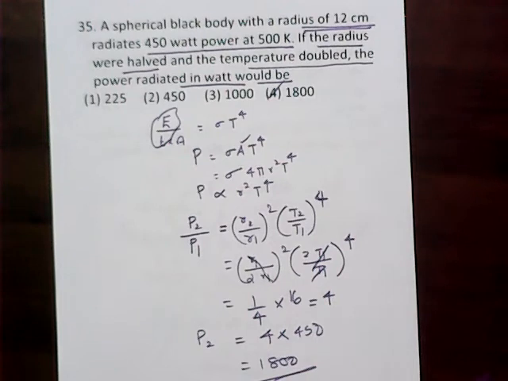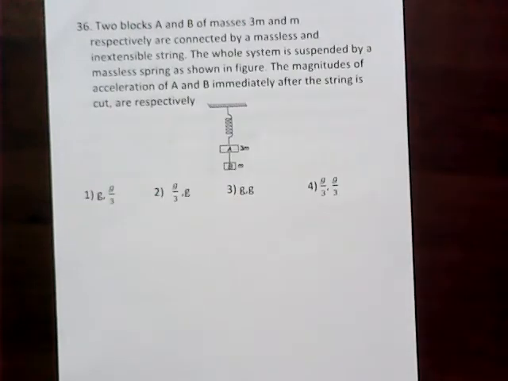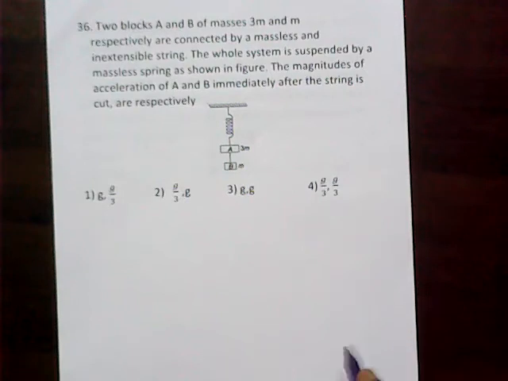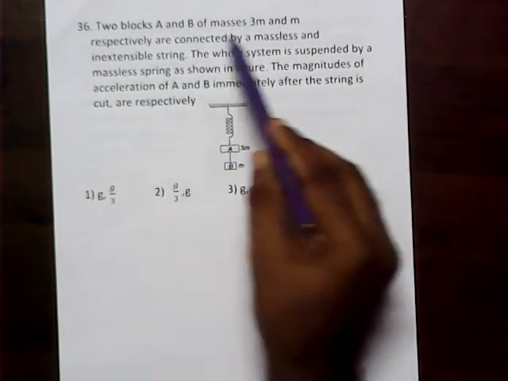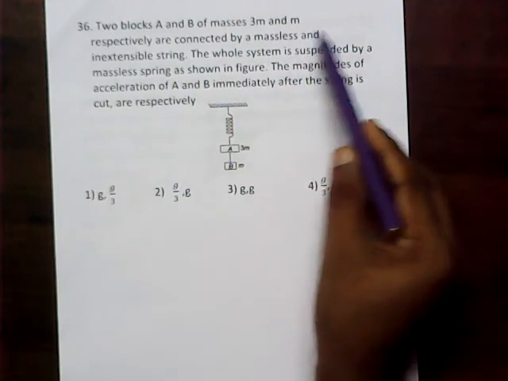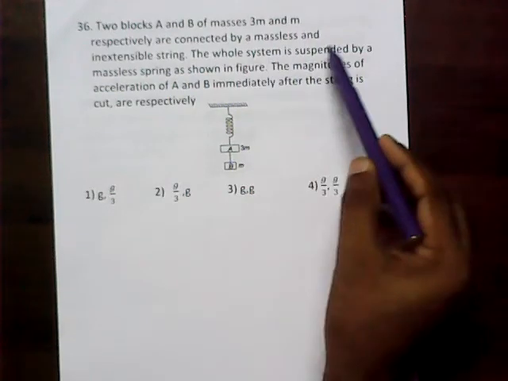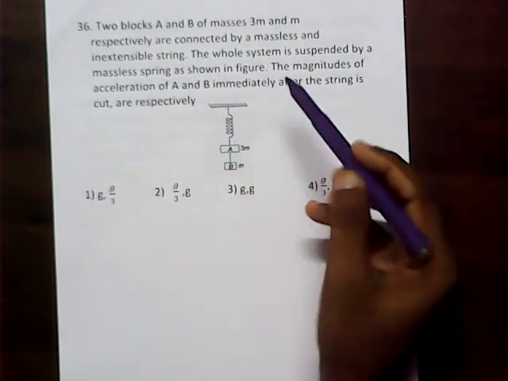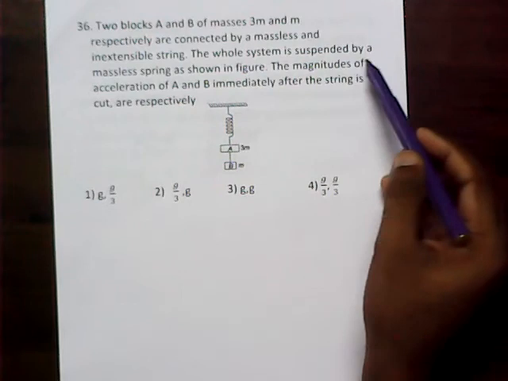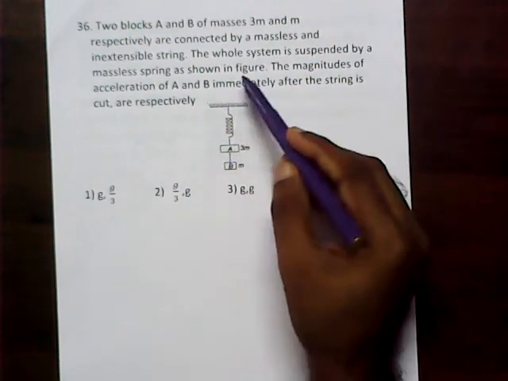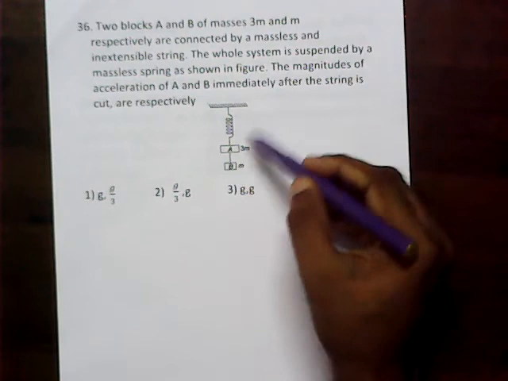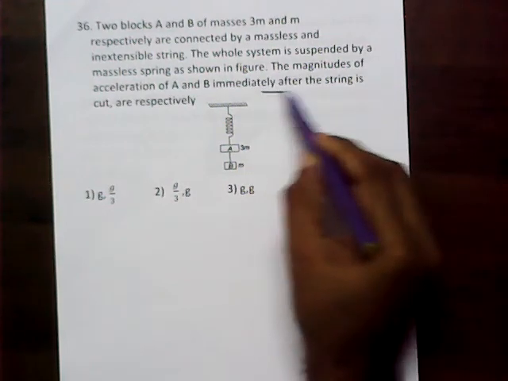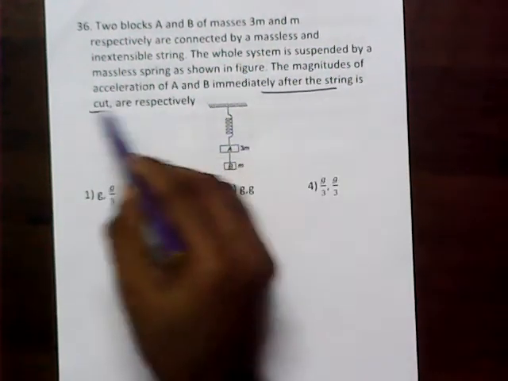A good concept. Number 36, a good question from mechanics. Two blocks A and B of masses 3m and m are connected by a massless inextensible string. The whole system is suspended by a massless spring as shown in the figure. Find the magnitudes of acceleration of A and B immediately after the string is cut.